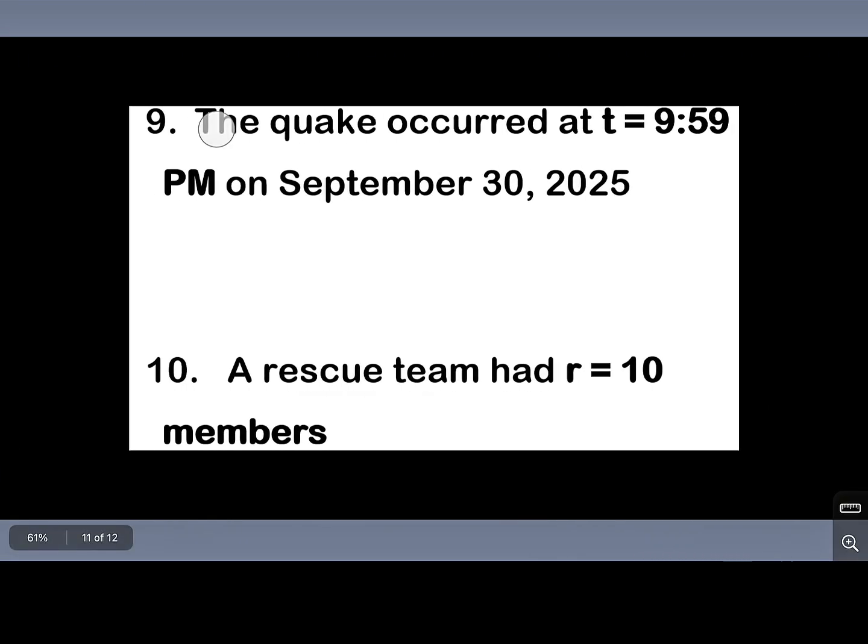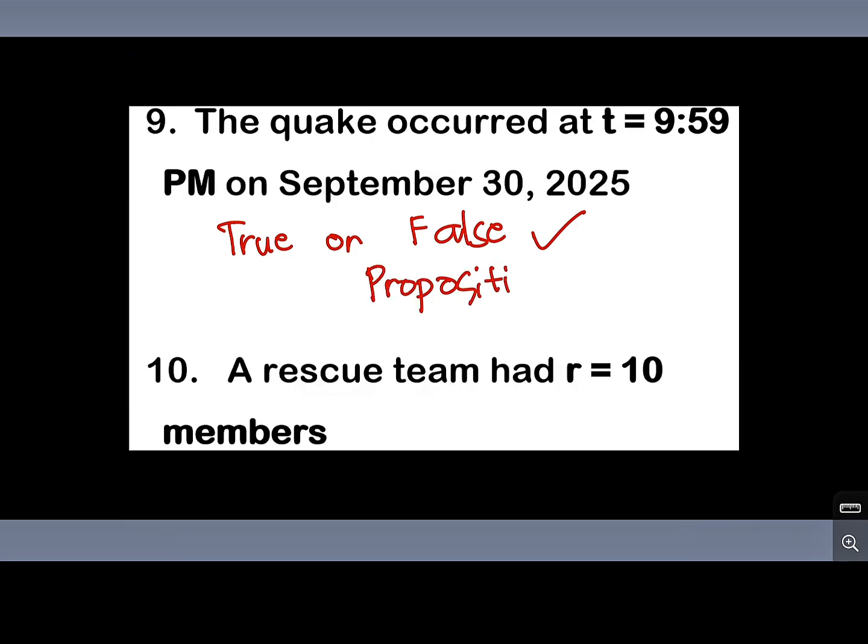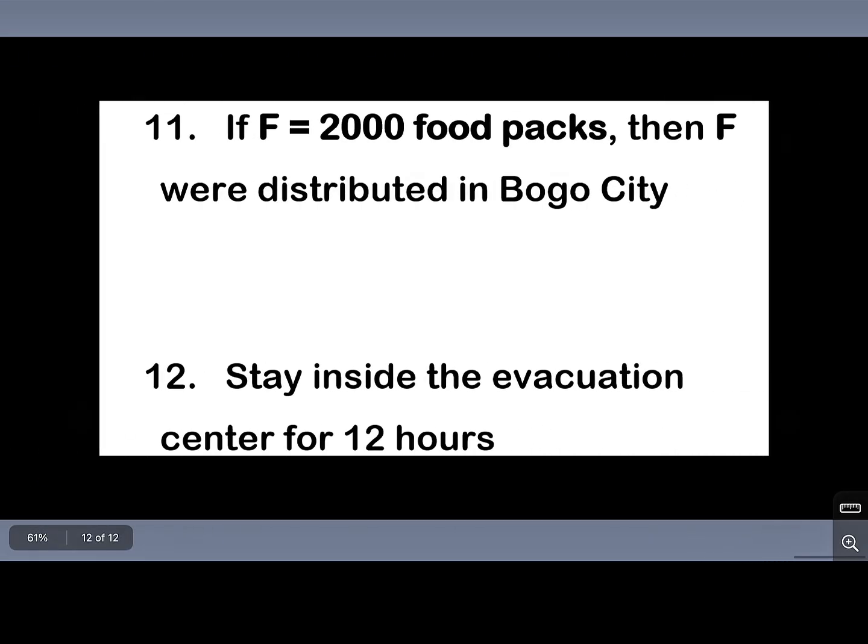Number 9. The quake occurred at T equals 9:59 p.m. on September 30, 2025. We also have here a time, which is 9:59 p.m. So we have a complete statement or idea. Then it is classified as a proposition. Number 10. A rescue team had R equals 10 members. Then the truth value can be identified as true or false. Then the answer is proposition.